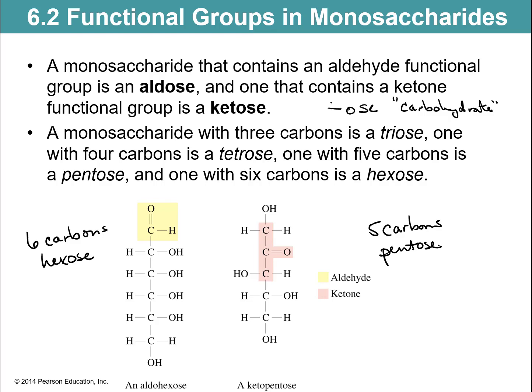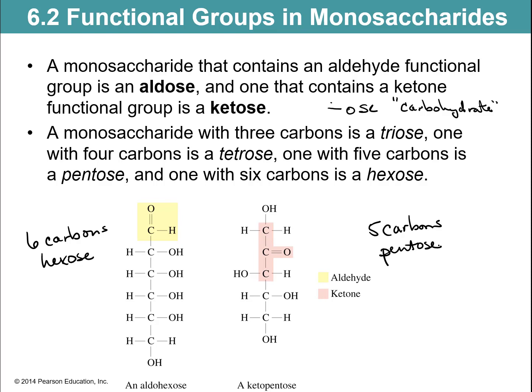There are trioses, which are three carbons in the sugar. There's tetroses. Pentose, hexose are the most common though. 5-carbon and 6-carbon sugars are the most common ones and pretty much the only ones we really deal with. But then you also add in whether there's an aldehyde or a ketone.